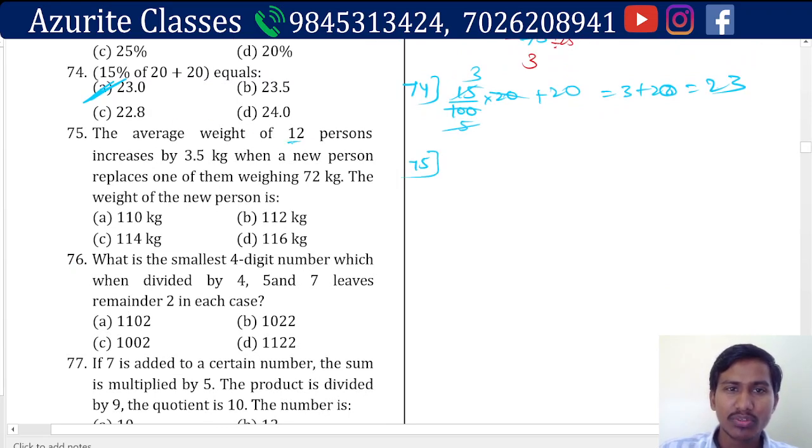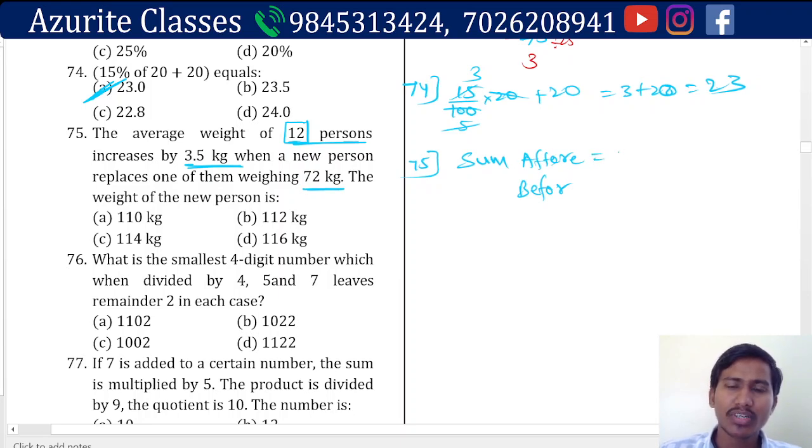The average weight of 12 persons increased by 3.5 when a new person replaced one of them weighing 72 kg. Find the weight of the new person. So 12 persons are there, right? So if you find the sum, you will get the answer. Before and after, if you minus the sum before and after, I will take after minus before, you will get the answer.